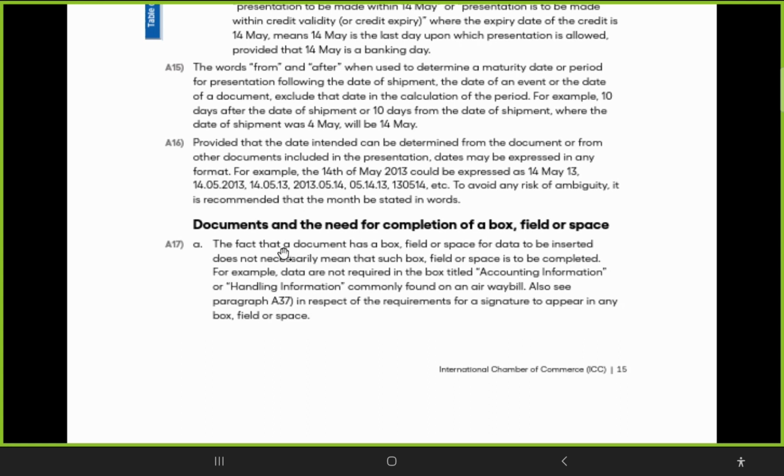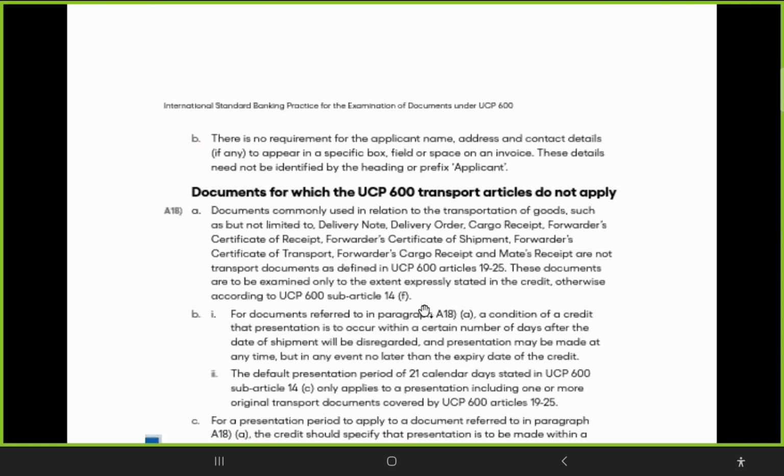So for signature, similarly, this particular paragraph talks about the data, and then A37 talks about the signature. We will read that when we go to A37.